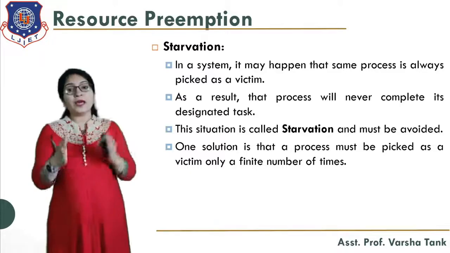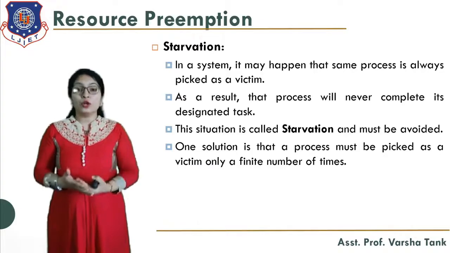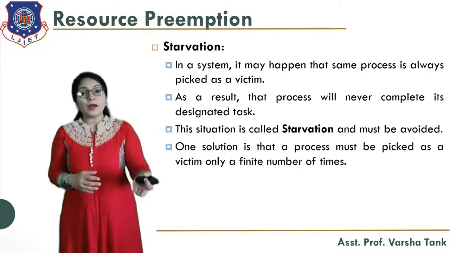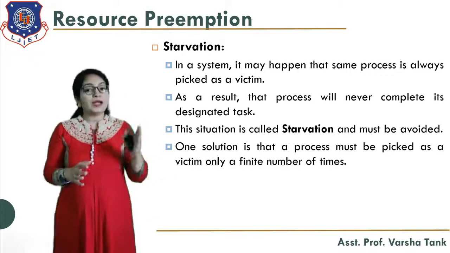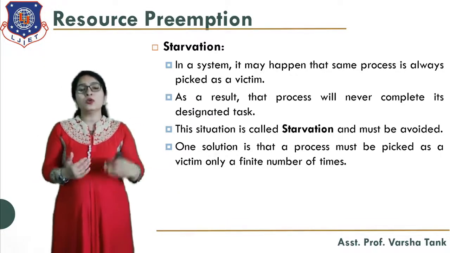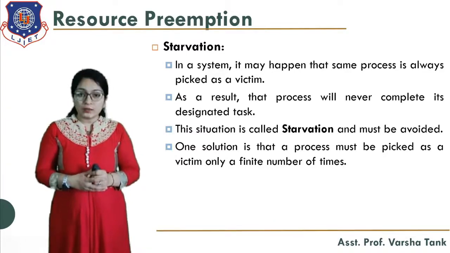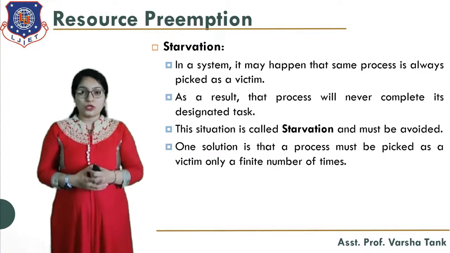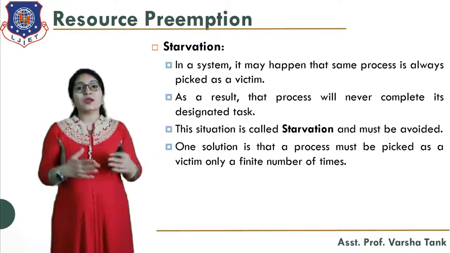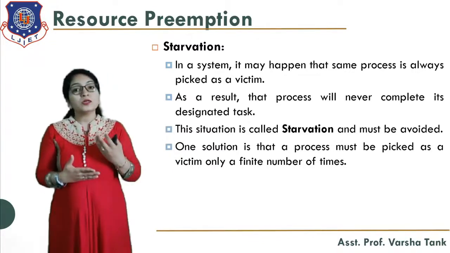Now next is starvation. In a system, it may happen that some process is always picked as a victim. It may be according to low priority. Suppose we are following the low priority criteria. Then the process which has the low priority will always be selected as a victim, and every time this process will not get a chance to enter the critical section or to get executed, so every time it has to start again. This is starvation: that process will never complete its designated task, and this situation must be avoided.